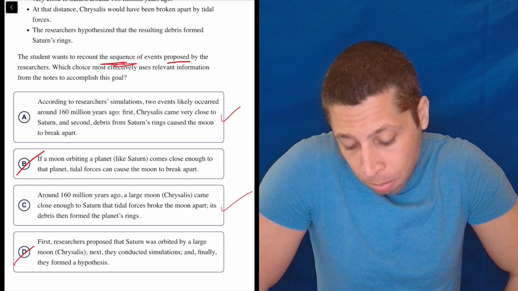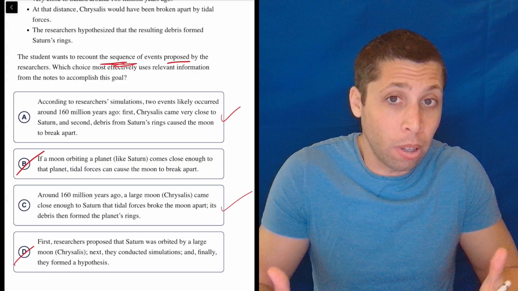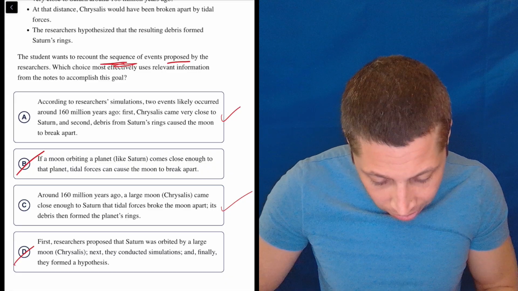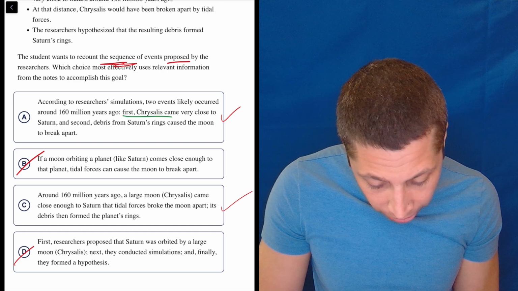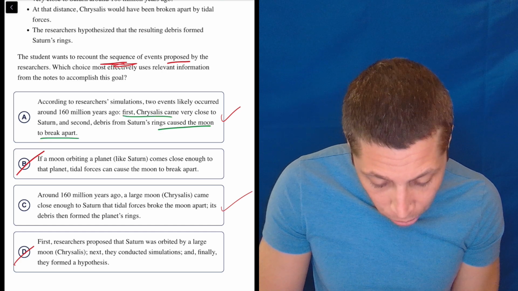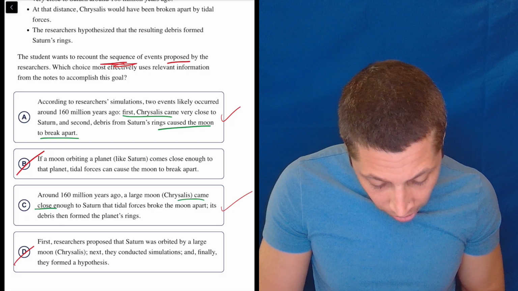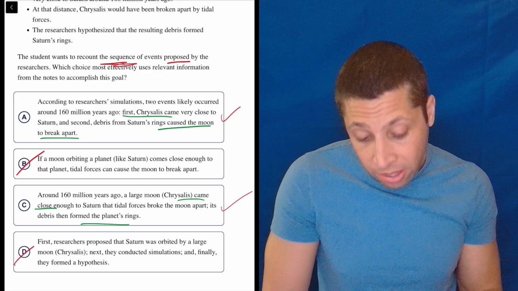Now, my next move would be, all right, what are the differences between A and C? Maybe there's some goal in the question that I missed, right? So they do seem to be about sequences. Do they say different things? First, chrysalis came very close. Then the rings caused the moon to break apart. So this is saying first the moon came close, then the debris formed. Oh, so this is saying something different.